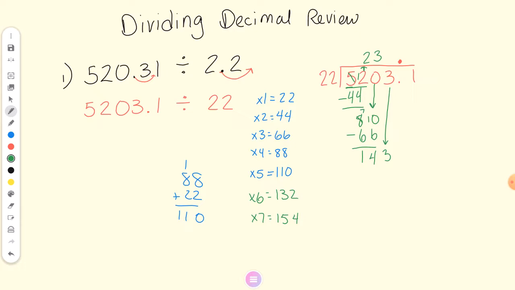Dominic, how many times does 22 go into 143? 6. Put a 6 up there. That is 132. Subtract, subtract, drop.